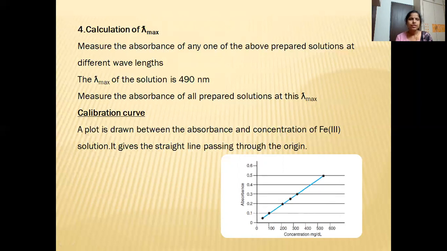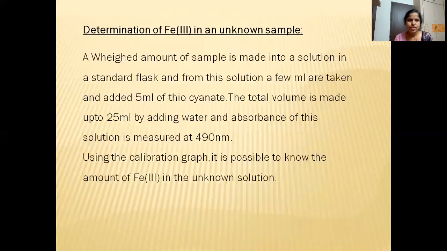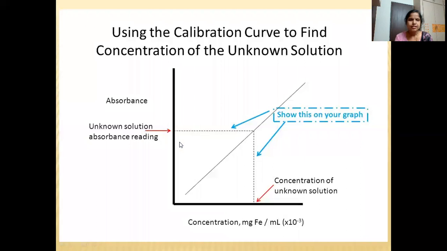Now what we need to do: some unknown iron solution will be given, and we have to find out the concentration of that unknown iron solution. For that, we have to do the determination of iron 3 in an unknown sample. If an unknown sample is given, we again take that unknown sample solution into the cuvette and then measure its absorbance.